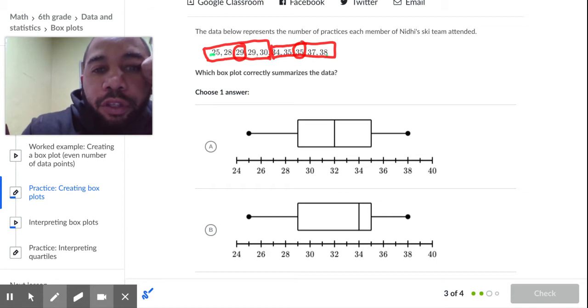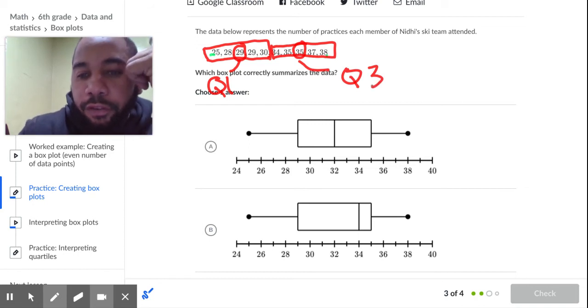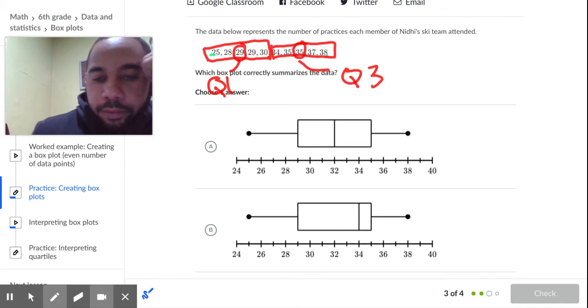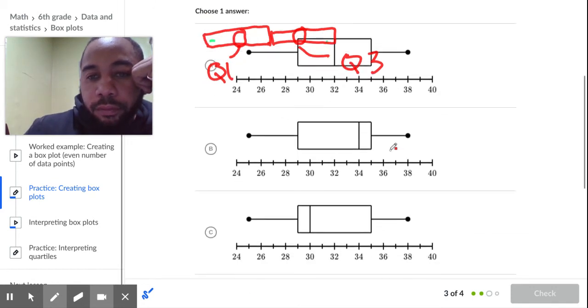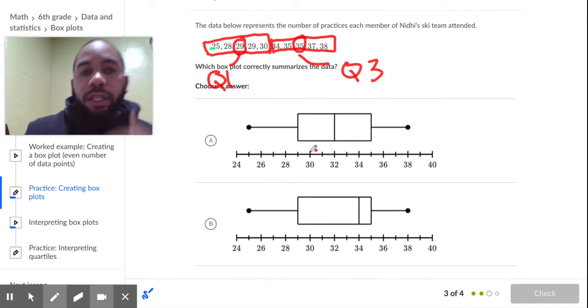So we should have a Q1 and a Q3 of 35. This one, and of 29. They all have that. So now what's the median?